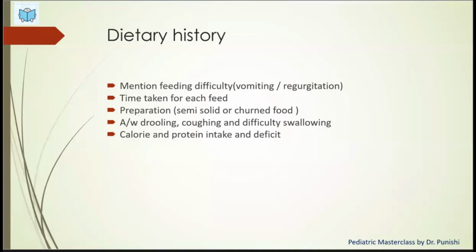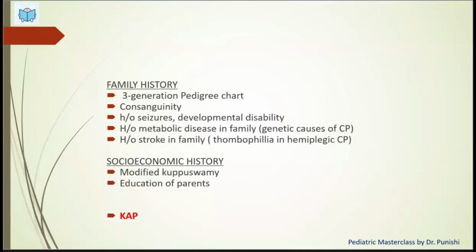and at the end, like any other case, you'll calculate the protein and calorie intake expected and the deficit. So family history in a case of CP, you'll draw a three generation pedigree chart. Three generation means the child, parents, and grandparents. History of consanguinity, like we saw, is important specifically because certain genetic and metabolic causes which mimic CP have autosomal recessive mode of inheritance. So consanguinity plays an important part there. History of seizures and developmental disability in the family. History of metabolic diseases in the family and stroke. All of these are associated with autosomal recessive conditions which can run in the family. And that's why this family history is important to ask for.